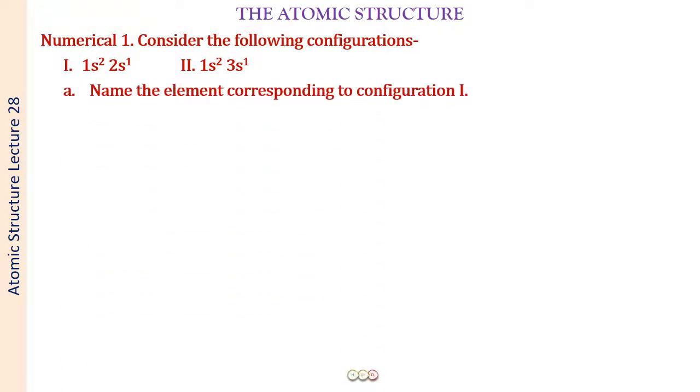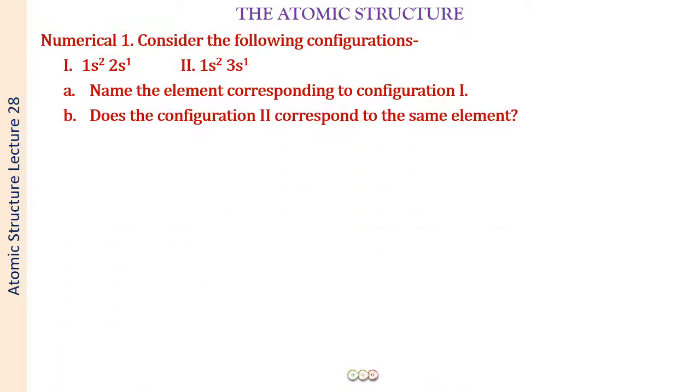The first question we have is, consider the following configurations. First is 1s2 2s1 and the second is 1s2 3s1. The first part of the question says you have to name the element corresponding to configuration 1, and then the B part says does the configuration 2 correspond to the same element, and then how can 2 be obtained from 1. Well, if you consider now the configurations 1s2, 2s1, what does this mean?